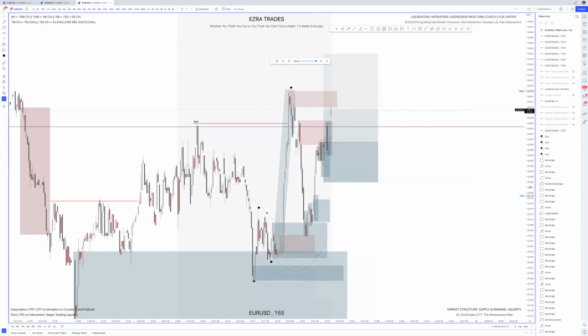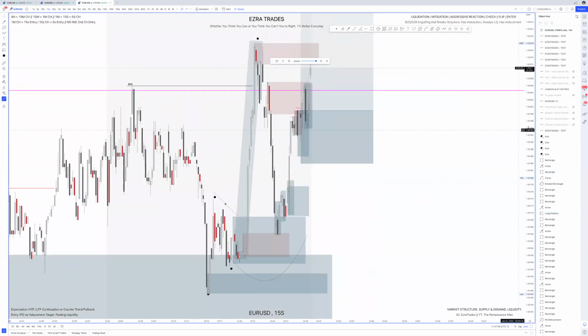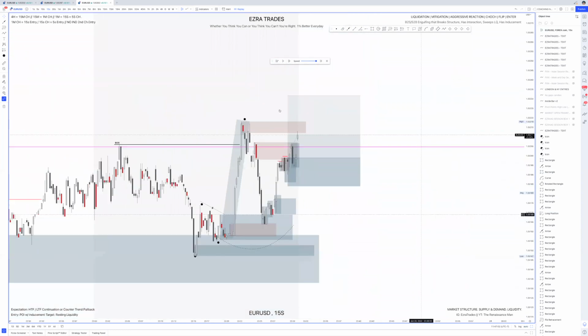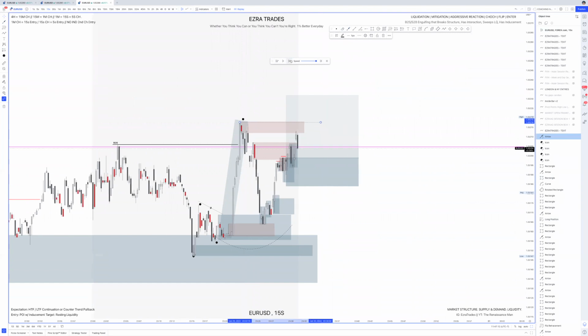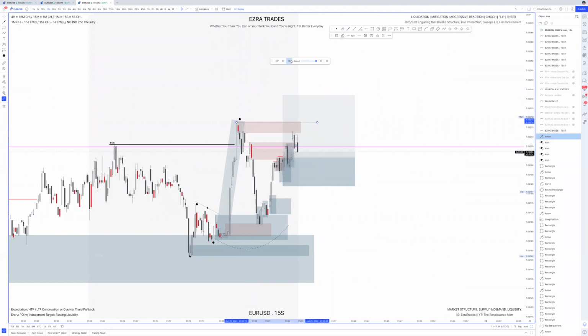So 15 second, right? We want to see the 1 minute high broken. We have another supply in here. This one was not the one that pushed price all the way down, so this is considered weak. So I want to see that go. Let's see what happens.